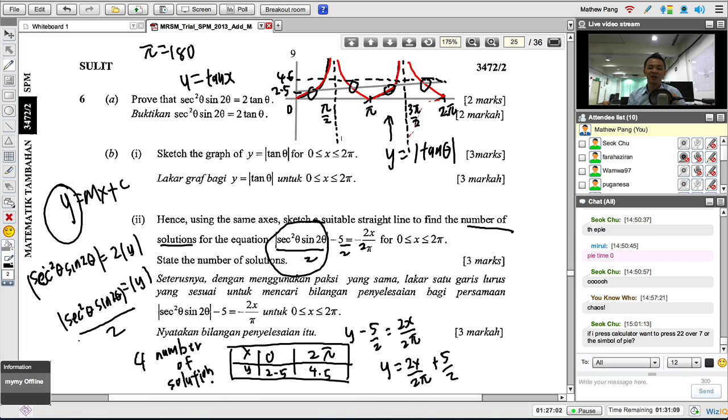Alright, this is how we solve trigonometric function in paper 2. If I press calculator, want to press 22/7 or the symbol of pi, you straight away press the symbol of pi. It's more accurate.